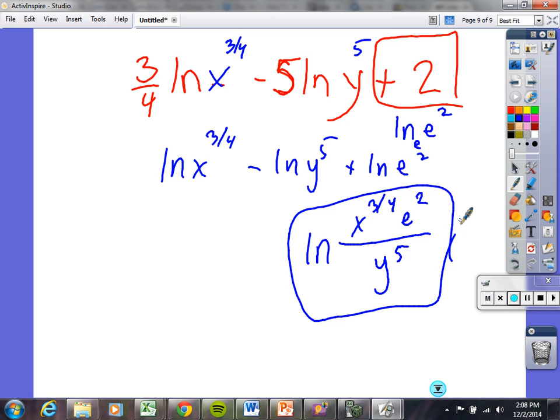Only if you have common, only if they're like bases. Yeah, I can only do this when they're like bases.